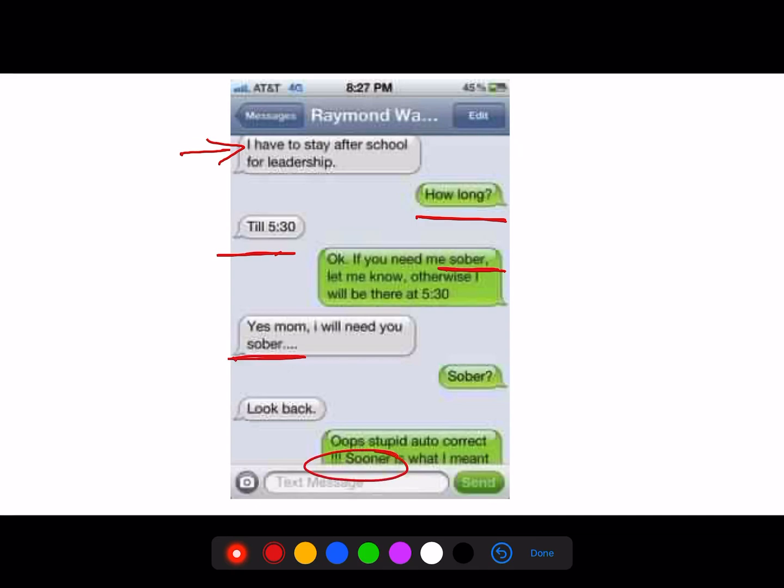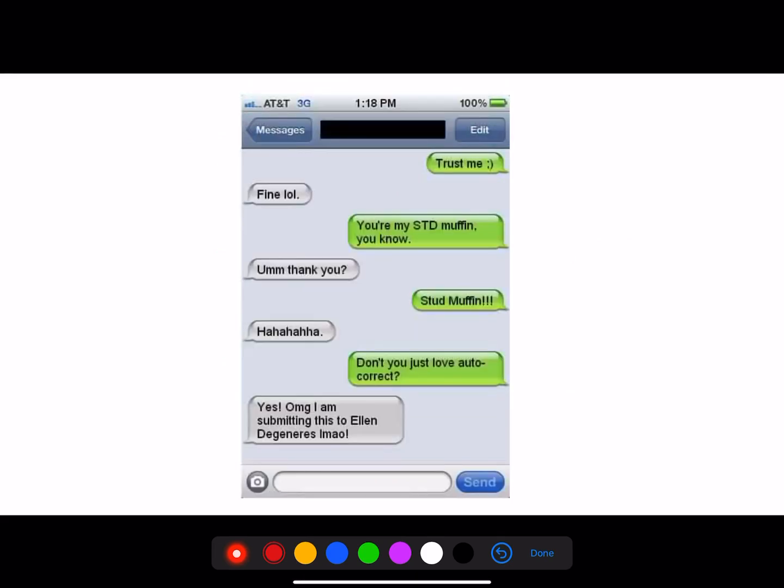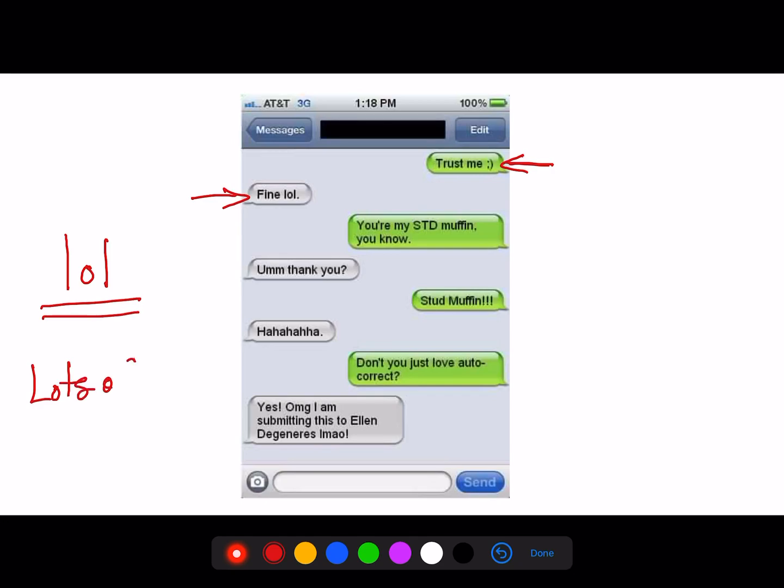I meant sooner. So if we look at this message and compare sober and sooner as far as language symbol choices, these are distinctively different, and this is what makes this text message funny, because sober has a connotation that this person has been drinking alcohol. Sooner means that they want them to come before the actual activity ends. All right, so trust me, winky face. Fine, LOL. Even the word LOL for your generation is laugh out loud. For me, it has meant something else, which it always meant to me, lots of love.